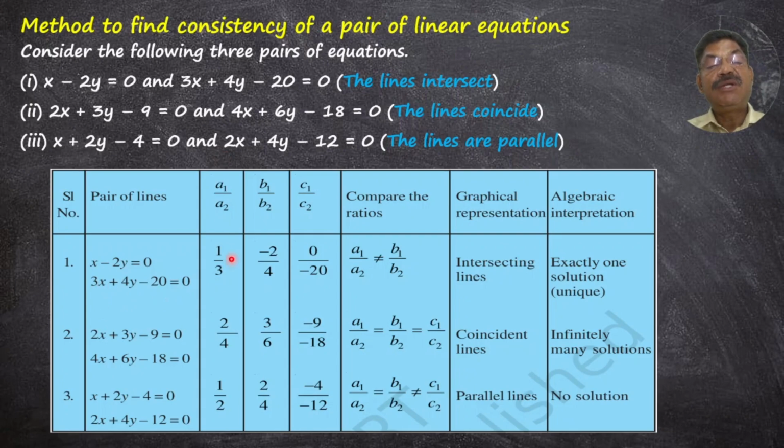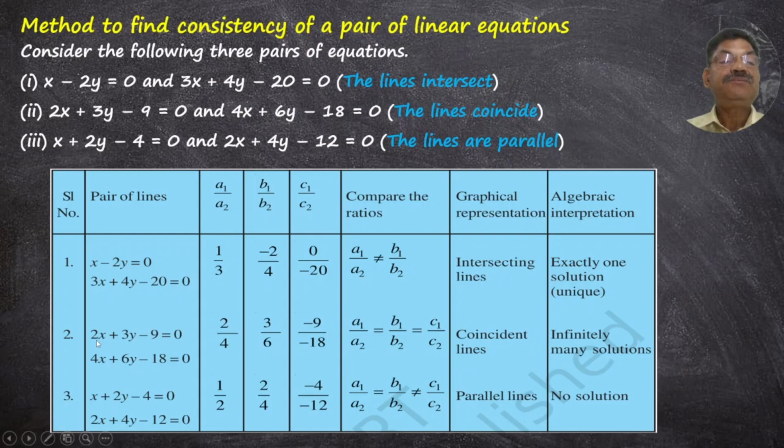So a1 by a2, b1 by b2, c1 by c2. You form all the three ratios: 1 by 3, minus 2 by 4, 0 by minus 20. Compare the first two ratios, a1 by a2 and b1 by b2. If a1 by a2 is not equal to b1 by b2, then you need not bother about c1 by c2. Immediately you can say they are intersecting lines and have exactly one solution.